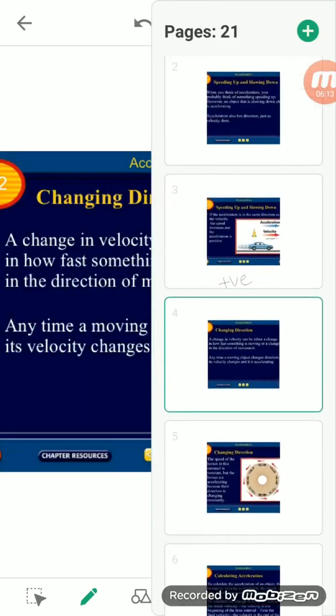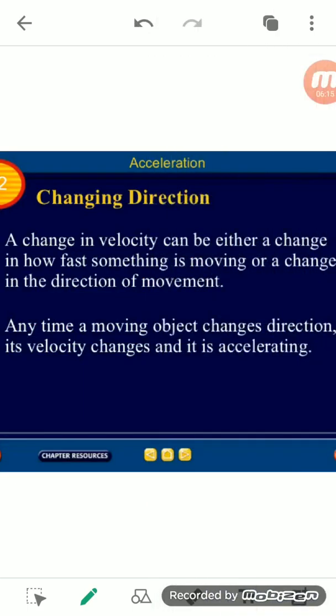And if there's a change in the direction, or a change in the velocity, which can be either a change in how fast something is moving or a change in the direction of the movement, at that time, or any time a moving object changes its direction, then its velocity also changes, and as the velocity changes, we can say it is accelerating.